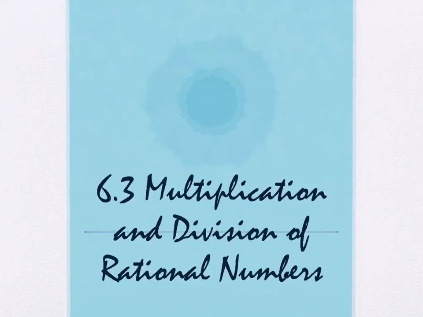Today we're going to start section 6.3. Section 6.2 is the addition and subtraction of rational numbers, and now we're going to move into multiplication and division of rational numbers. Computationally, multiplication and division are easier processes for fractions than addition and subtraction are. They're a bit more challenging maybe to visualize.